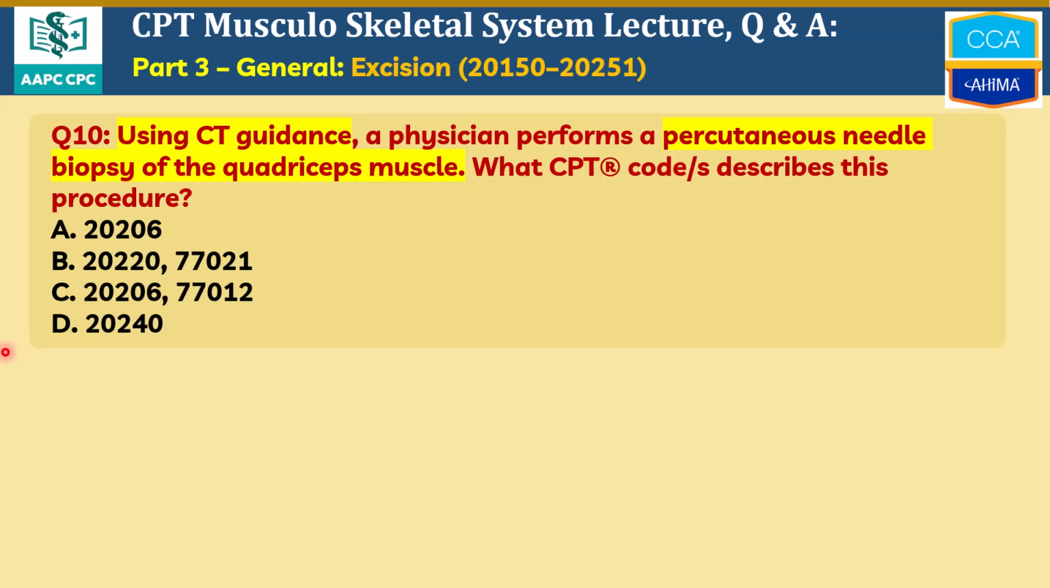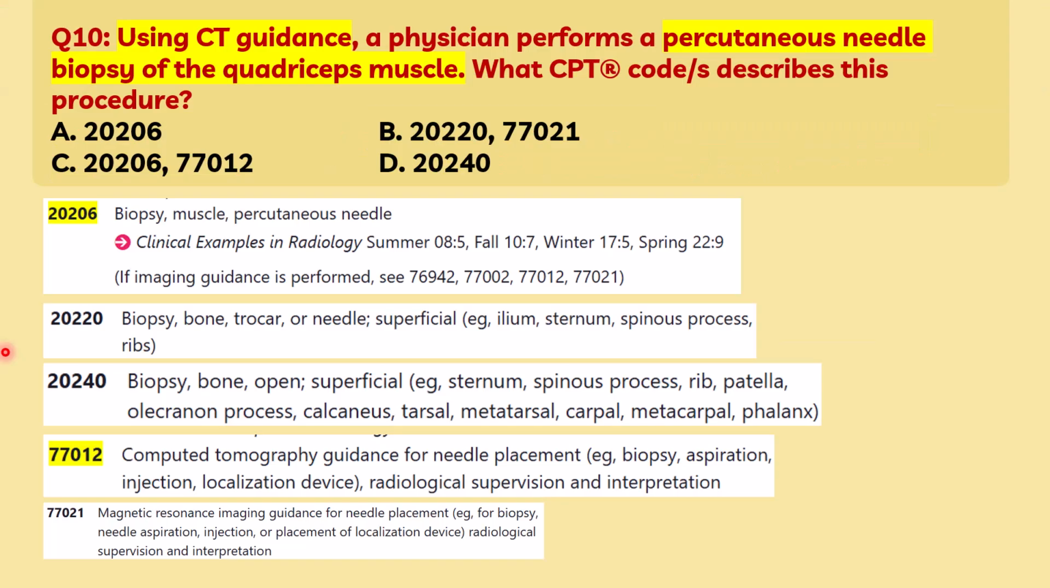Let's go to the code directly. So once you go to the code, 20206 says biopsy muscle percutaneous needle. So that is the case here, but it is not mentioning the CT guidance. You can see within brackets it says if imaging guidance is performed, you have to use the imaging guidance code. So definitely you have to use another code for the imaging guidance. So let's check the imaging guidance code.